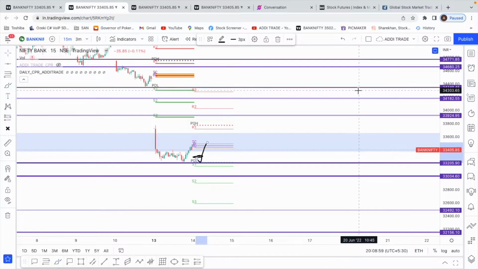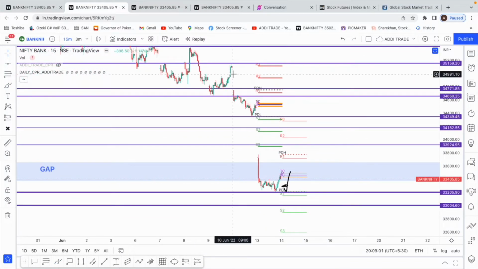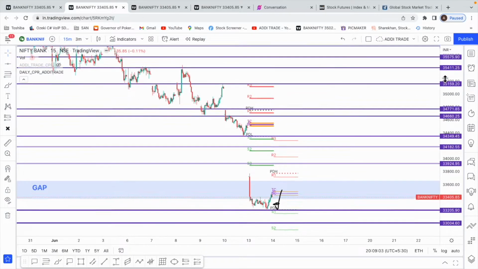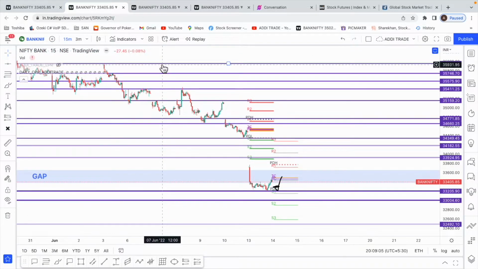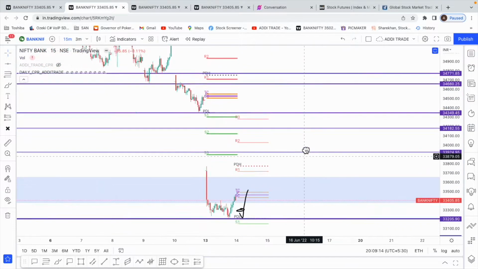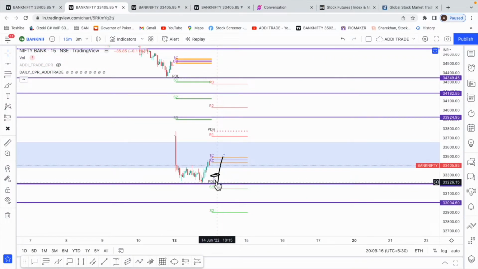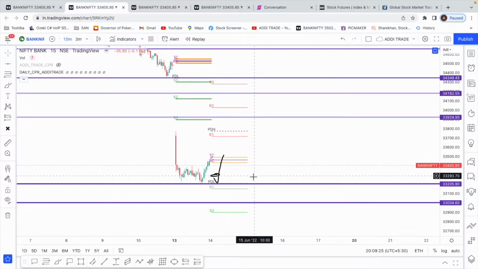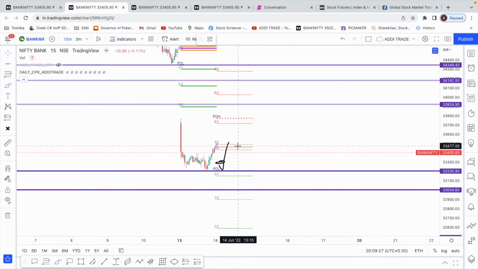Where did this fall start? This fall started from 35,000, almost 36,000, and we have come down until 33,100, right? So I'm not saying there'll be a very big retracement, but some kind of retracement might come. We'll still be looking for shorts, but we can just remove this gap. If we get a flat opening, probably we'll get some kind of retracement until the CPR and then a good move on the downside.